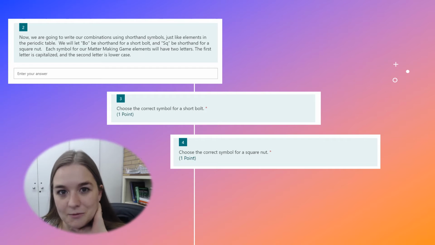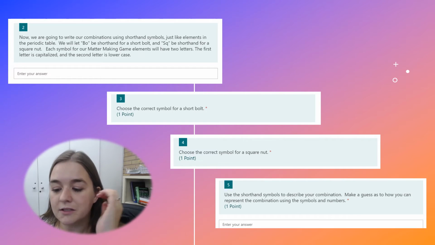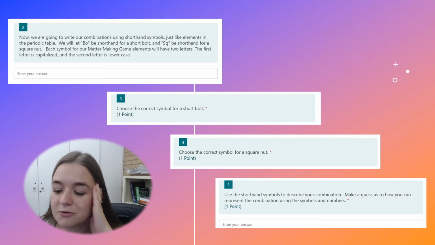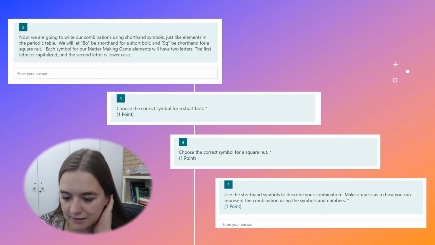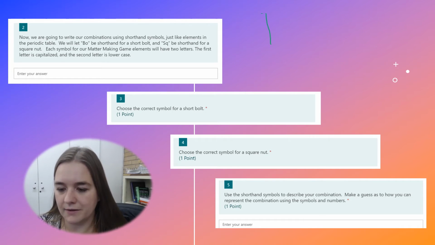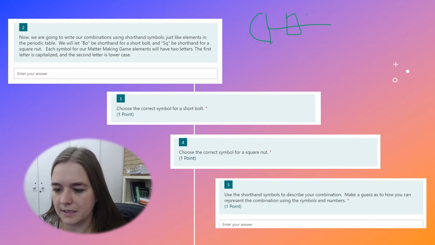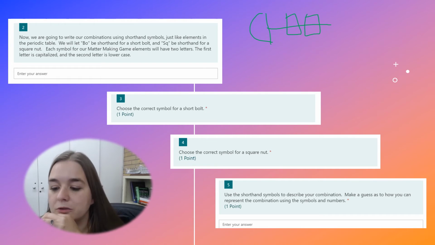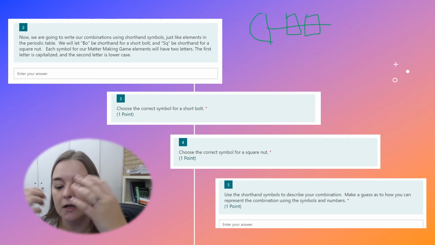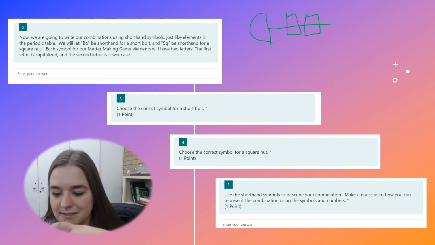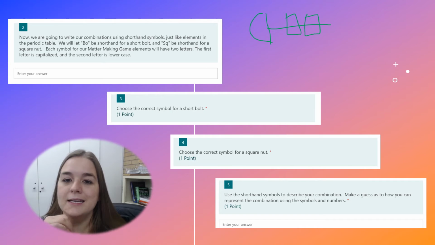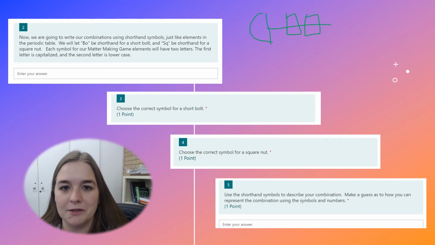Now question 5, this is where it's going to get interesting. Use the shorthand symbols to describe your combination. So we're thinking about that idea. I'll redraw it here, where we have that open half circle and 2 rectangles. That short bolt with 2 square nuts attached to it. You need to come up with a way to represent that combination using the symbols and numbers. So on your scratch paper, make your best guess and then type it into the box here. Now, if you know something about where we're going with this, you may not be able to place your number exactly where you want to put it, and that's okay. Do your best to type it in the ways that you know how.